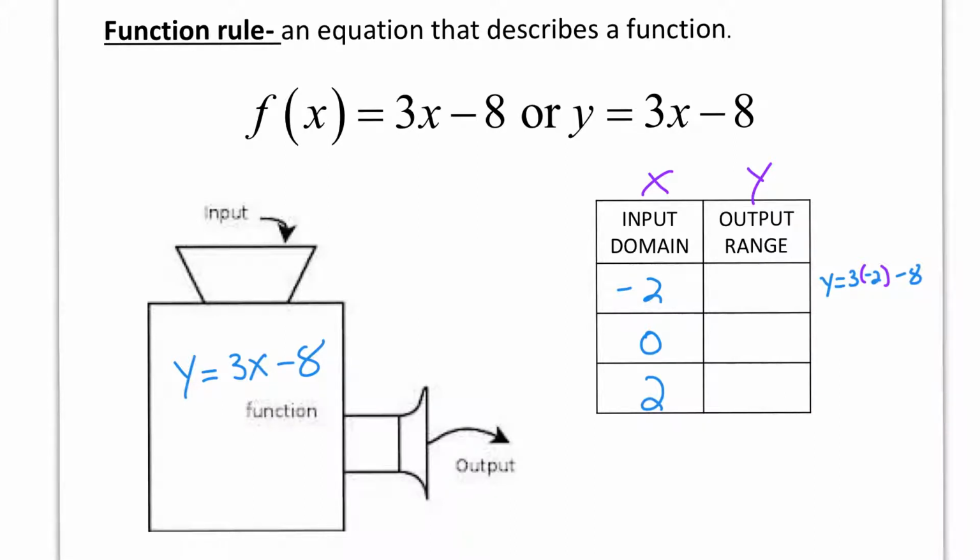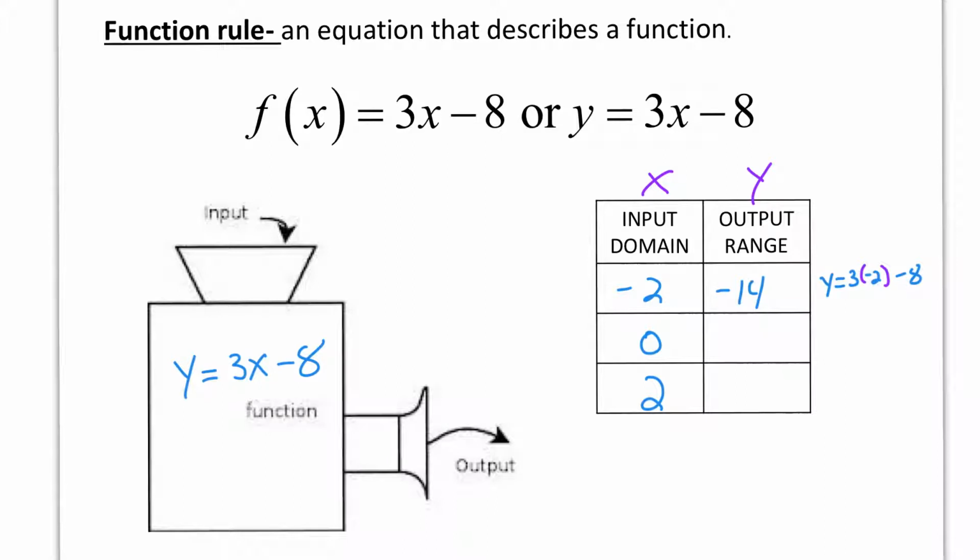So I'm going to put a -14 right here. So that's my first output. I have an input of -2. So notice I put it in the machine into the X, and I got a -14 out. The next step, now you guys take the next number. 0 is your new input, so you put it in, and then you want to know what is your output.